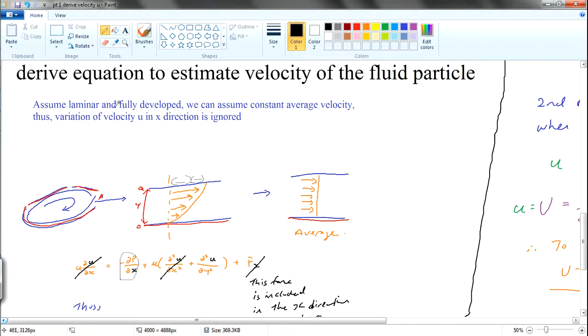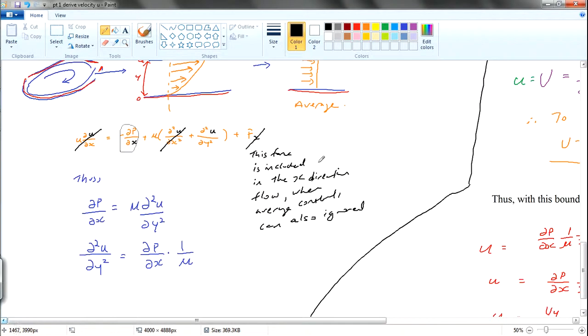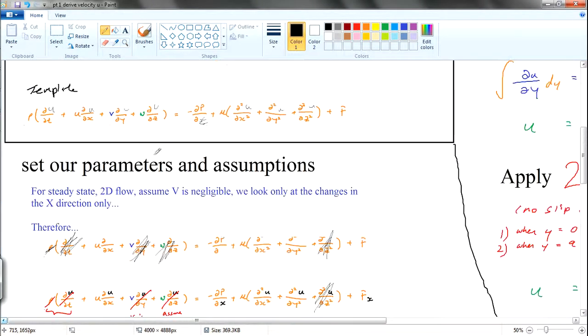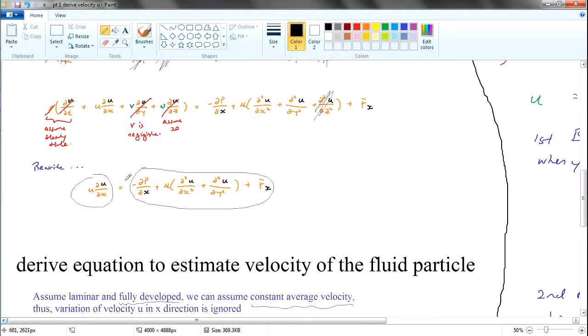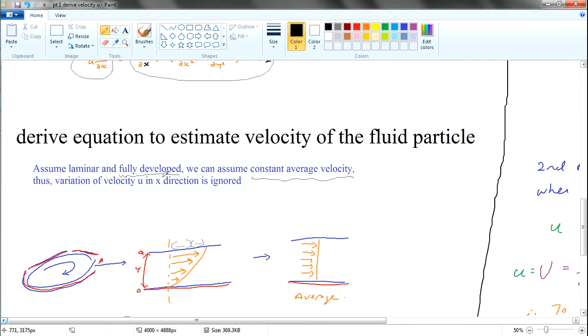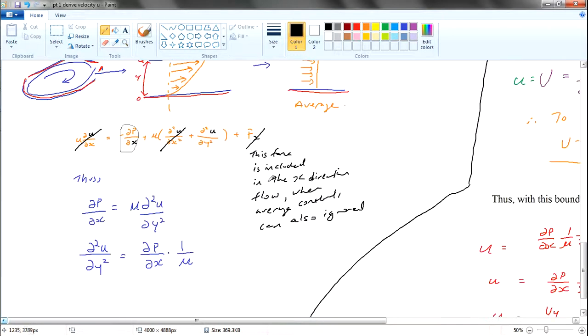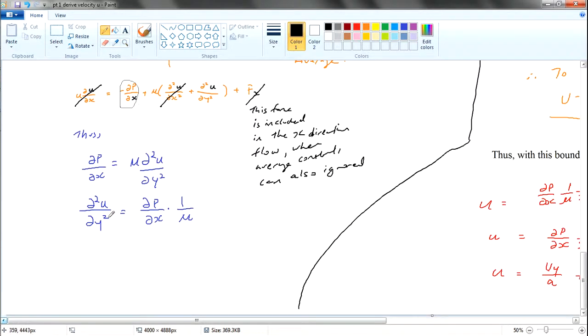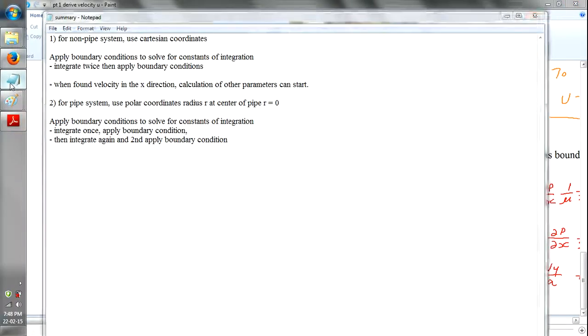One thing I need you to know is that you have to assume fully developed flow. When it is fully developed, you can assume constant average velocity. When you put in your parameter assumptions, you already reduce the formula to this form. And if you use this fully developed term, you can further reduce it to only these two terms over here, which you can expand on. So this is mainly the key issue.